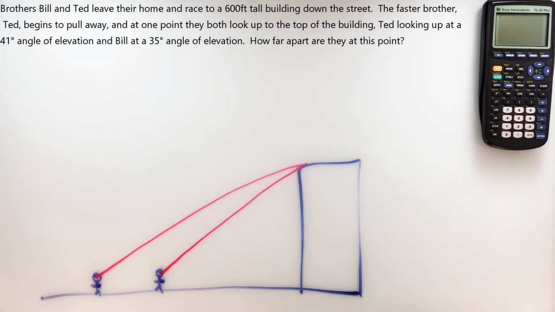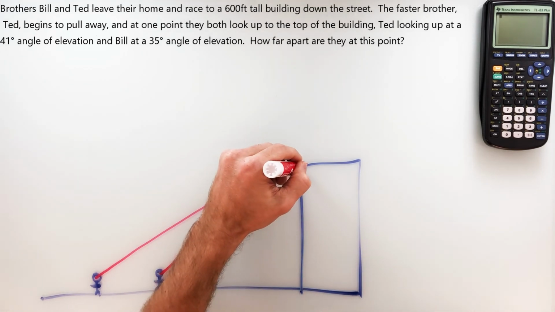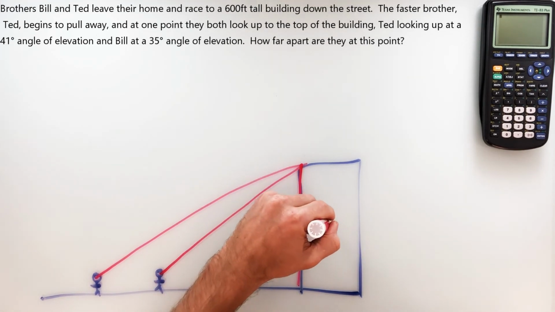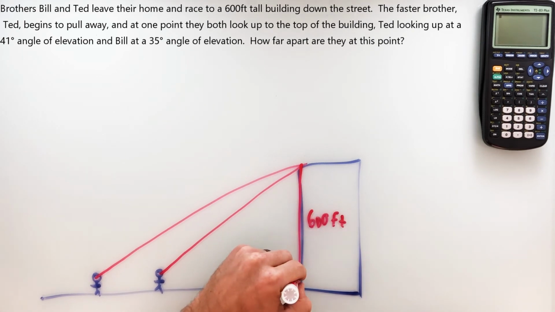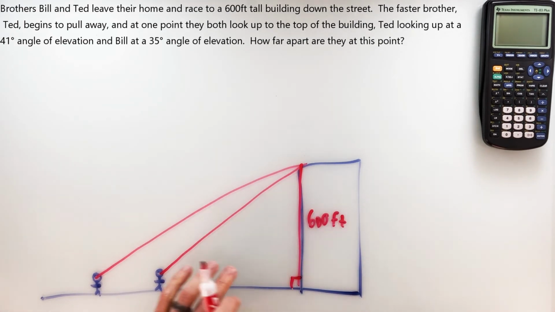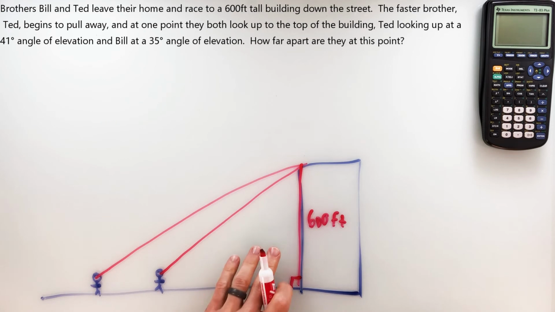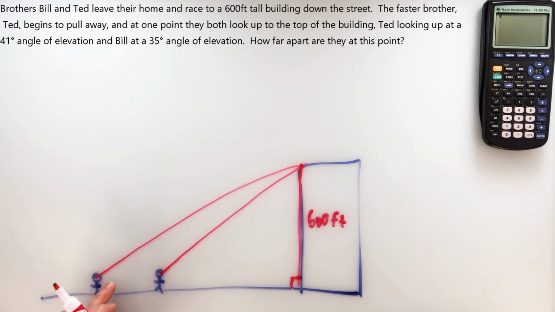Like so. And we know the height of the building is 600 feet. So I'm going to go ahead and drop this line down. 600 feet. Okay, so we kind of have two triangles going on here. We have a smaller triangle from Ted, who is the faster brother, so he's going to make it to the building first. And we got Bill a little bit further out.